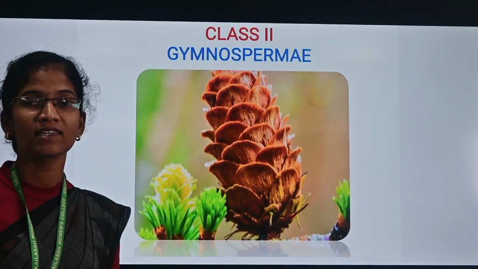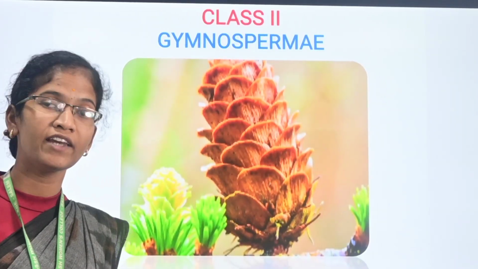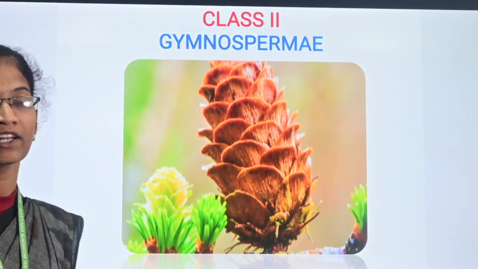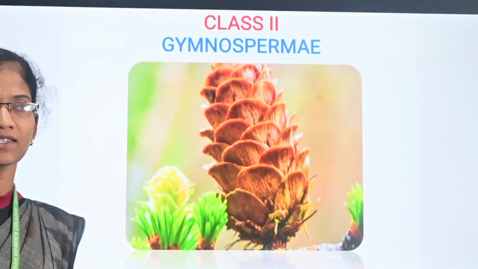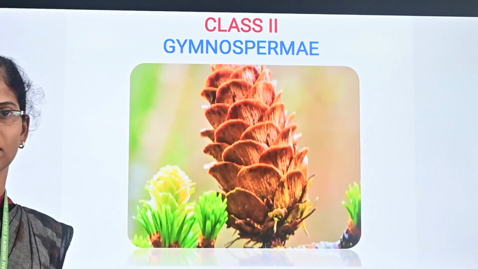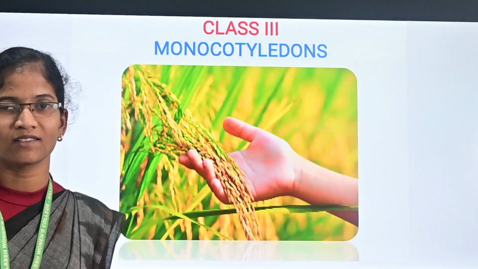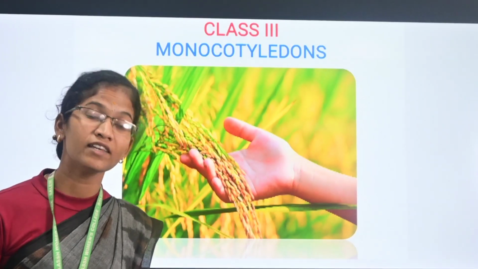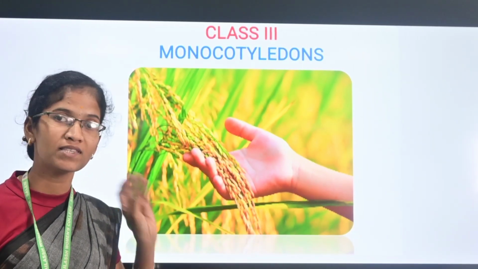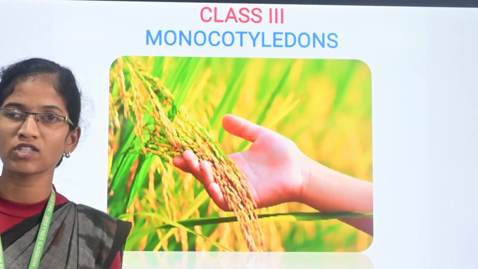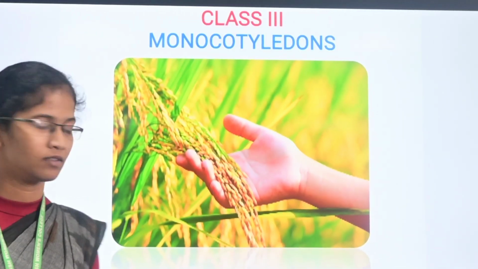Next, class number 2, Gymnospermae, which have naked seeds. It includes 3 families, for example Gnetaceae, Coniferae and Cycadaceae. Next, Monocotyledons. A monocotyledon has a single cotyledon. For example, paddy is the best example of a monocotyledon. It possesses parallel venation and a fibrous root arrangement. Next.